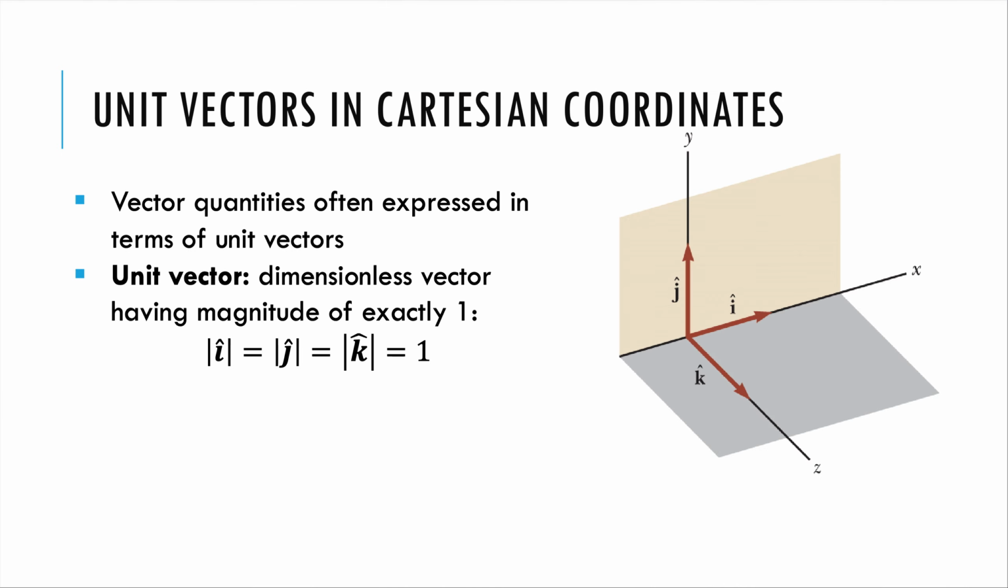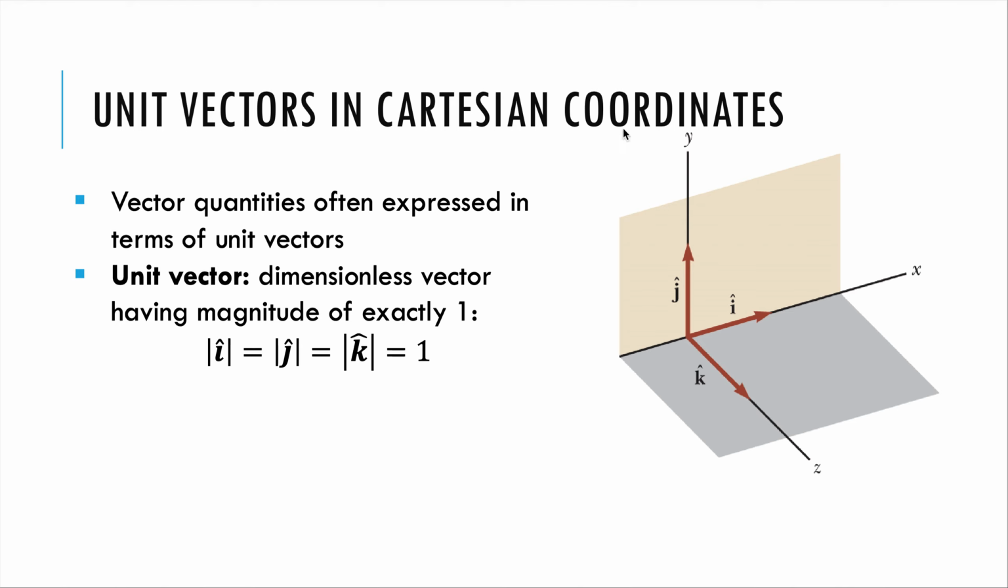Unit vectors allow us to express vectors in a different way that is oftentimes more convenient, especially when we know information about the components of the vectors. So, unit vectors specify direction.